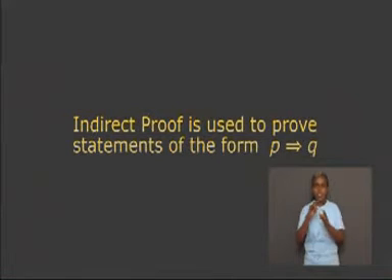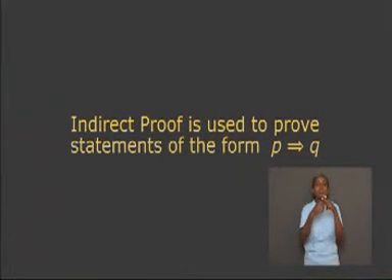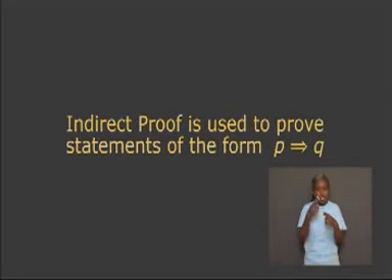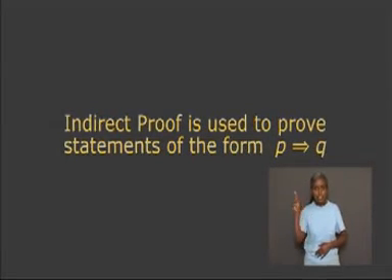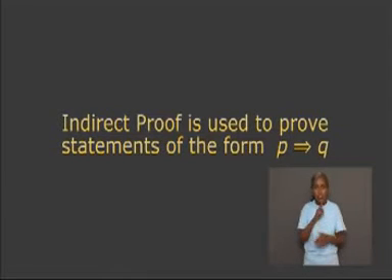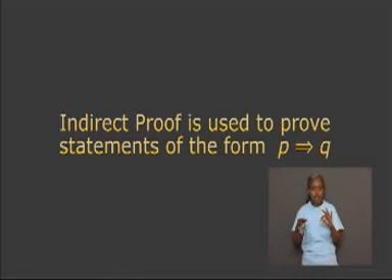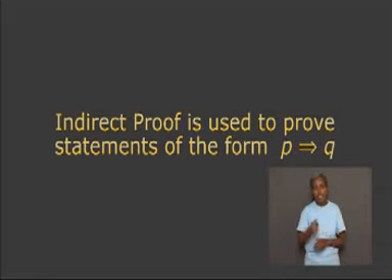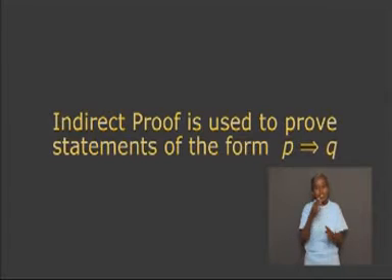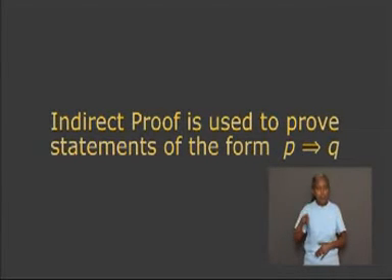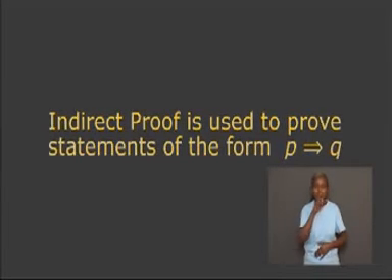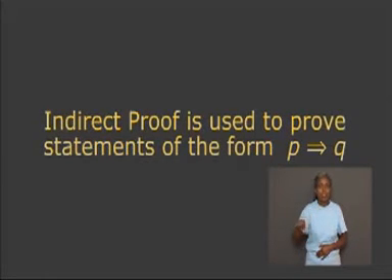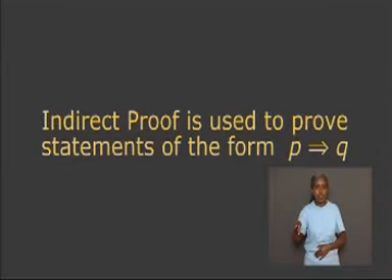Another method we can use is called an indirect proof. As the name implies, this method proves the truth value of a statement by proving its contrapositive. In other words, if the statement, if P then Q, is true, the statement, if not Q then not P, is true as well.